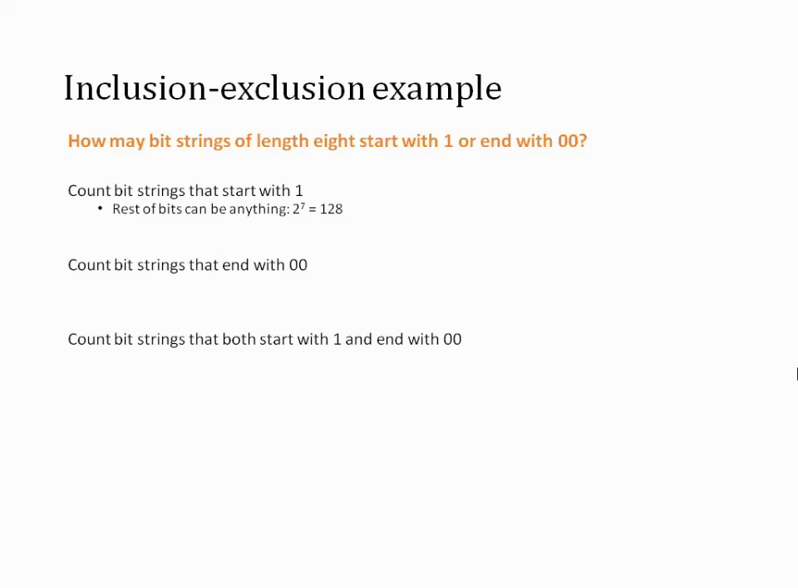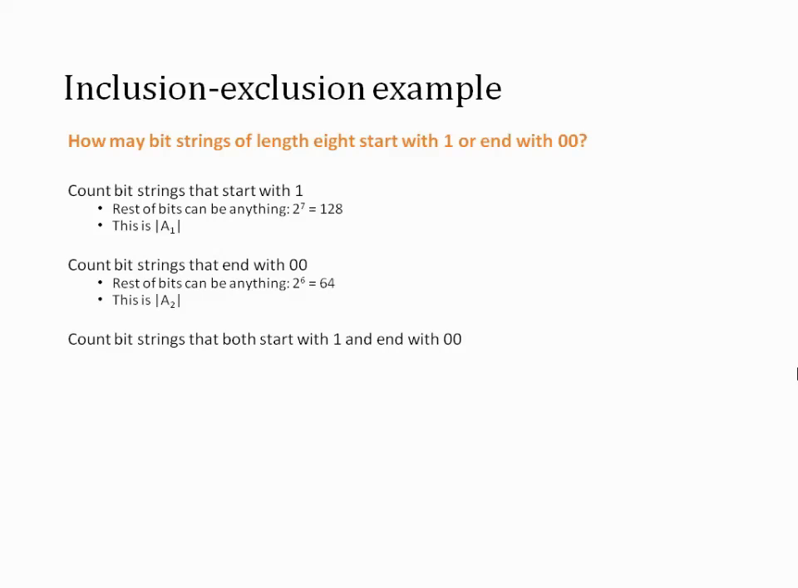Last 2 bits must be 0, 0. That means out of 8, how many combinations can you make? The rest of the bits, 6, can be anything. So that is 2 power 6, 64. Now count bit strings that start with 1 and also end with 0, 0.